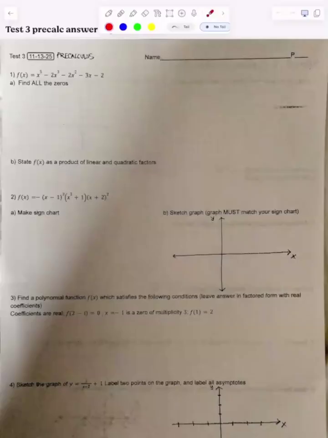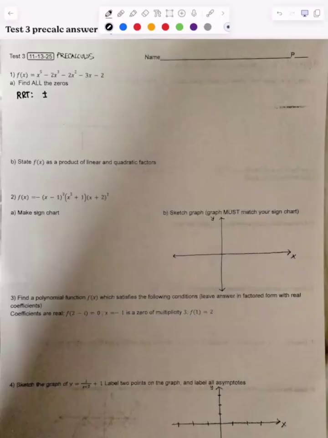Okay, this is test 3 answers. So find all the zeros. The thing is, we can't factor this function. So, sorry, let's write all the possible zeros using the rational roots theorem. Possible zeros are plus or minus.